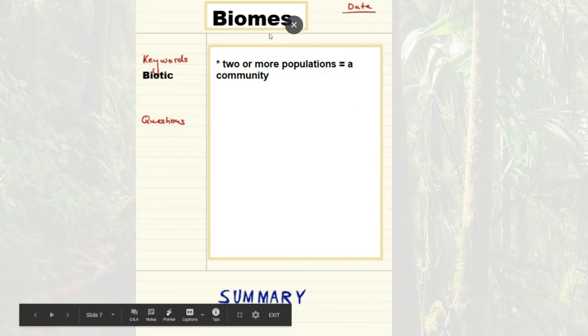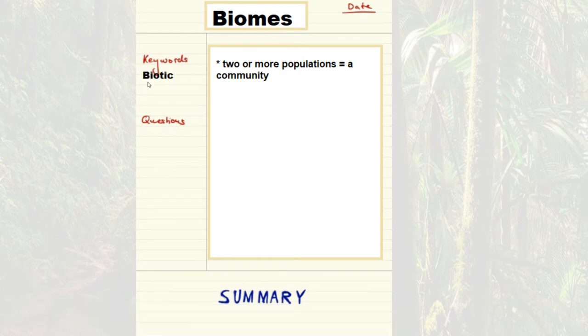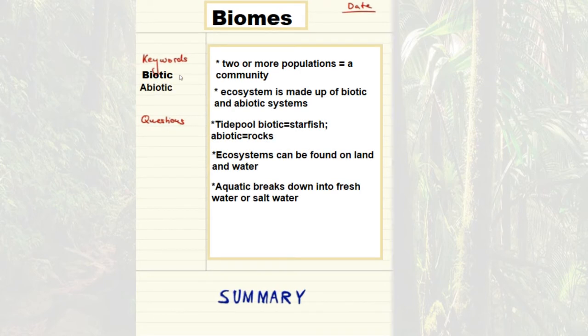Here we go. So we've got our title. We've already written down a word, and we've written down the populations. But now we've listened to a lot more on the video. We learned about the word abiotic, and he made information available to you about the difference between abiotic and biotic. He talked about the tide pool and that there was a starfish in the tide pool that is biotic, and an abiotic would be the rock, non-living. He also mentioned that ecosystems can be found on land and on water.